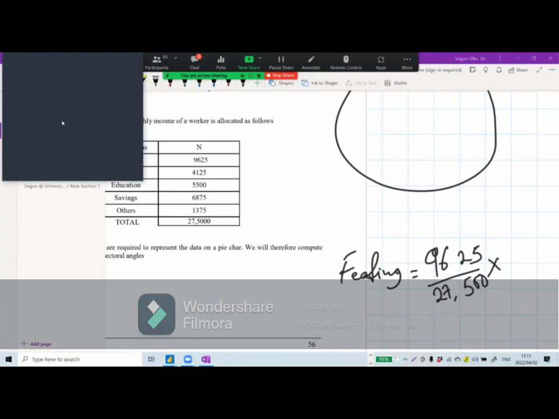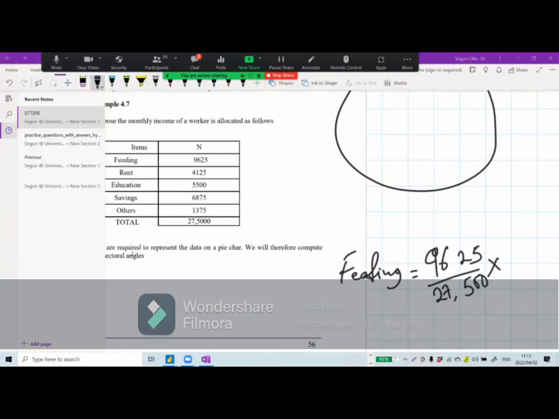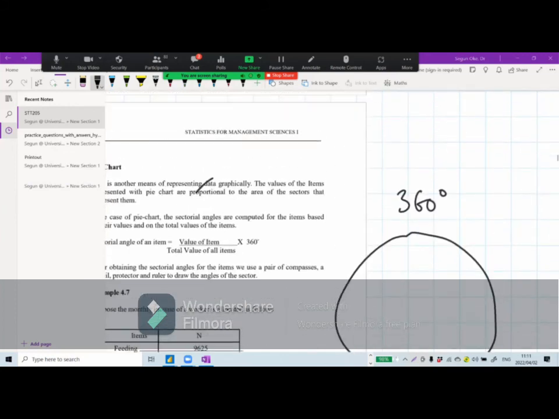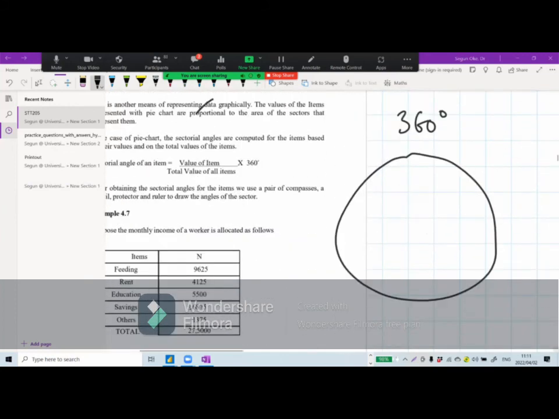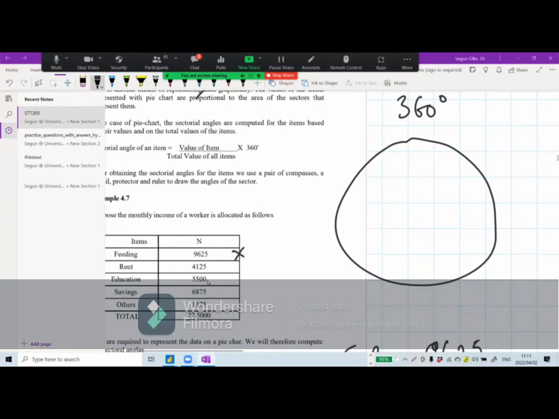Madu, what's the question? Yes, I was trying to ask, do you multiply or add, divided by 360? I got lost there. The section we are talking about is feeding. Are you getting it? What is the value for feeding? The value for feeding is 9,625.